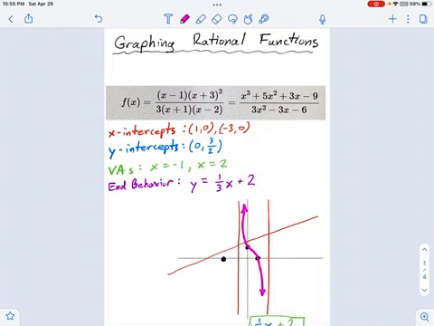Now, how did I know? Here's another point. How did I know to cross right there instead of bouncing? Take a look at the factor which produced that x-intercept. This x-intercept right here comes from this factor. The exponent on that factor is 1, so that means cross, not bounce. As opposed to this x-intercept over here. Look at this guy. That's a 2. So that's going to be a bounce right there, that next x-intercept on the left.